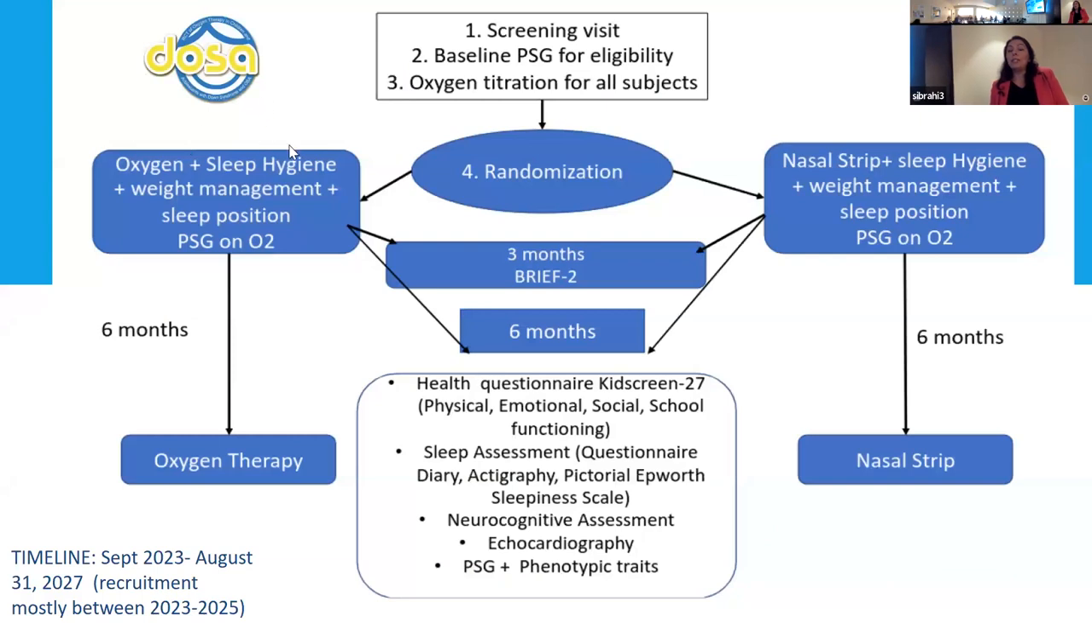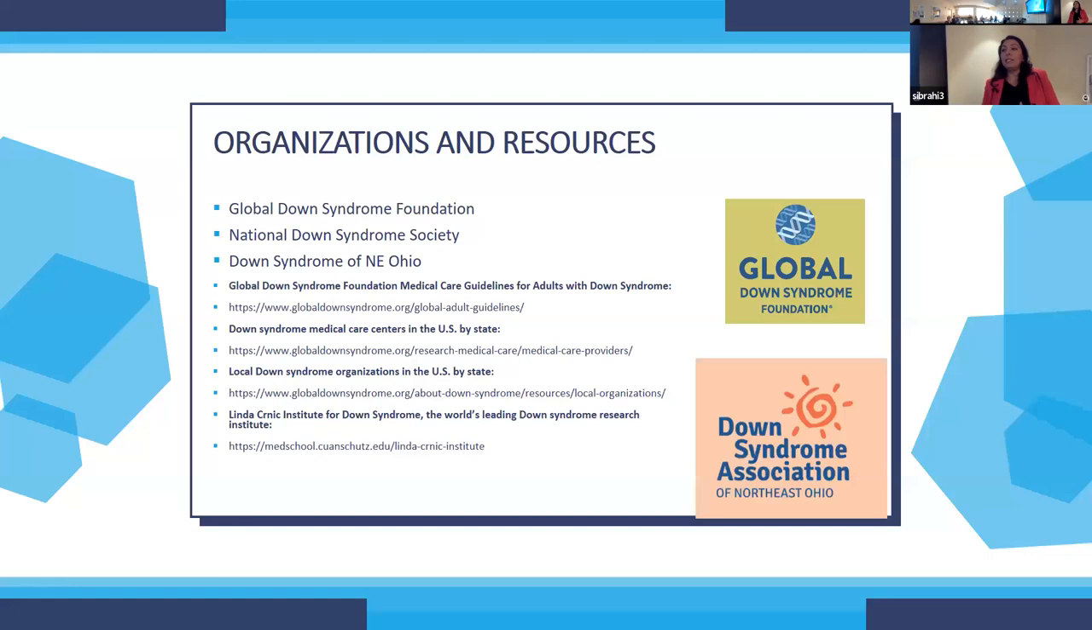associations. I want to put a plug in for the study we're doing, DOSA. It's a randomized control trial for oxygen and conservative therapy. And it's a multi-center trial led by Dr. Redline and Dr. Amina Roof in Cincinnati. Lots of people involved, lots of things involved. There's neurocognitive outcomes as the primary, but there's going to be echocardiogram and PSG and some phenotyping, as well as sleep measurements in this trial. Some resources for organizations and things, links here if you want them, I'm happy to email them to you.